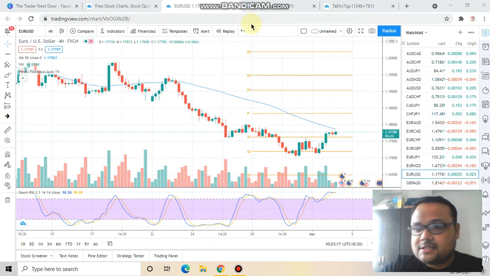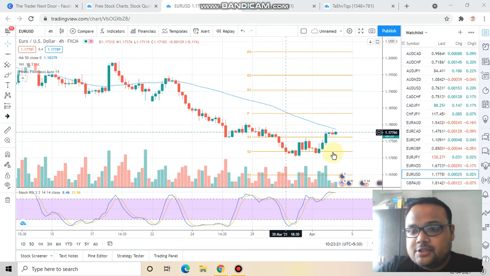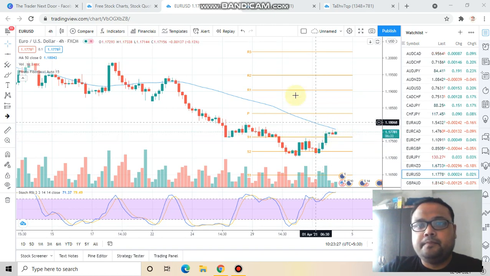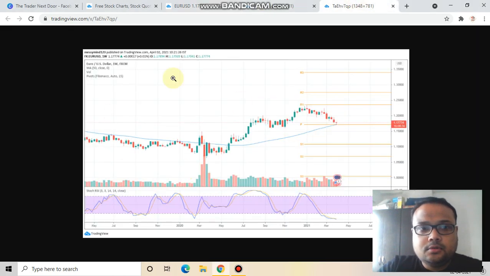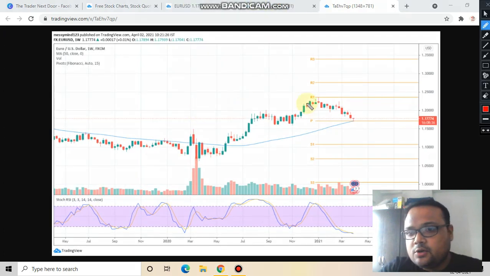So let's jump to the chart. This is a chart of Euro USD right now, and as you can see, the market is trading at 1.17. Let me take you to the weekly time frame of Euro USD. So this is the weekly chart.